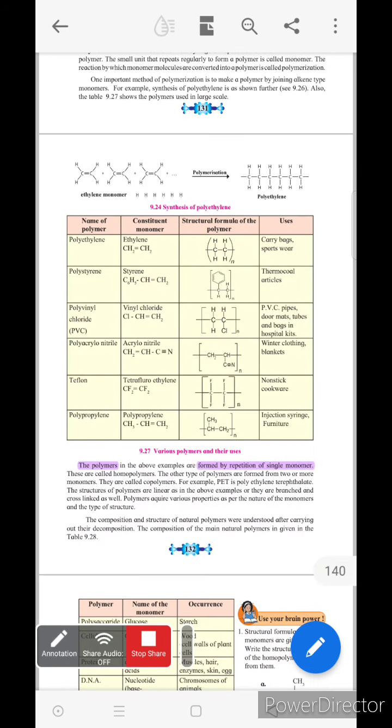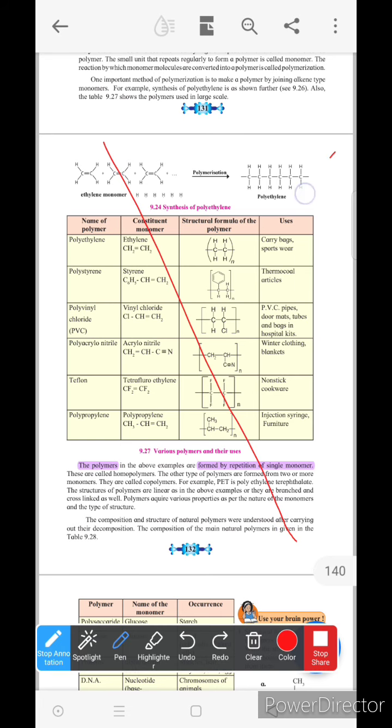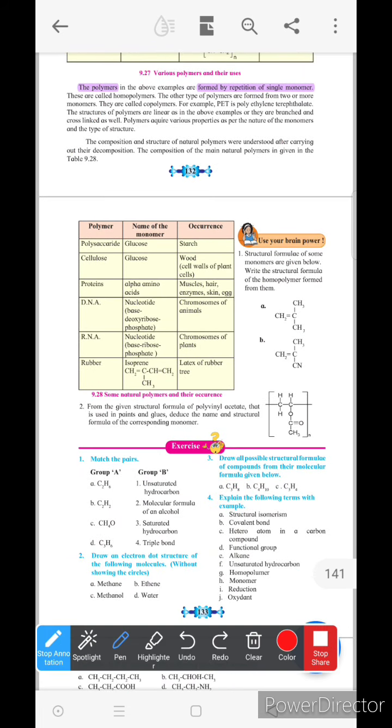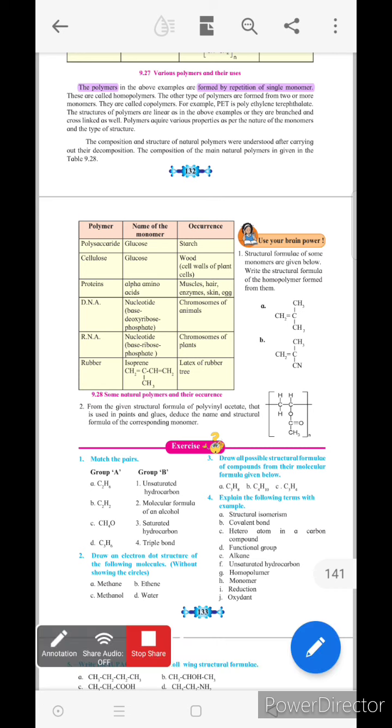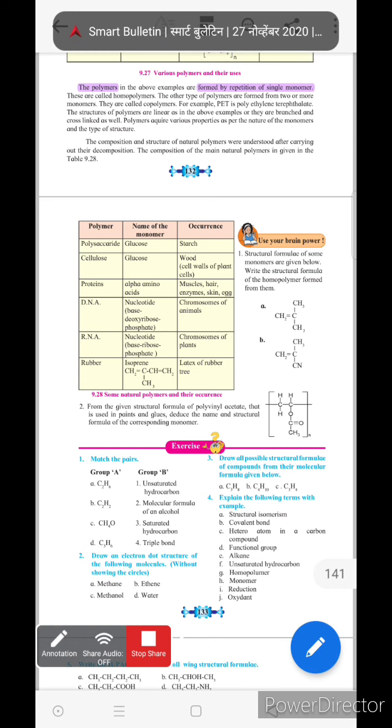On page number 132, the total page is removed. So you don't have to study page number 132. We will move on to the next page, page number 133. Again on this topic, the remaining part of macromolecules and polymers is removed from your syllabus for year 2020 and 21. I think here lesson number 9 is completed, and we will move on to lesson number 10.